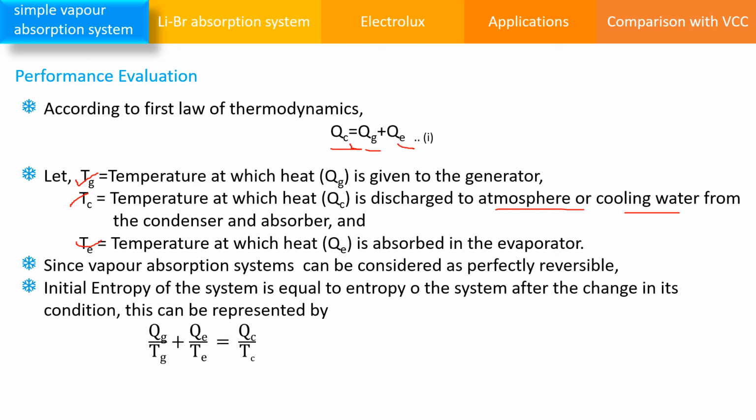So since we have this equation, and it is considered to be a perfectly reversible system, the initial entropy of the system must be equal to the output entropy of the system. That is, the entropy in the generator, QG upon TG, plus QE upon TE, the initial entropy, must be equal to the final entropy of the system, QC upon TC. This is for the condenser, this is for the evaporator, this is for the generator. In both of these we are absorbing heat, in the condenser we are rejecting heat.